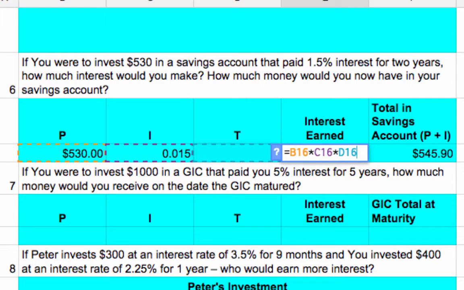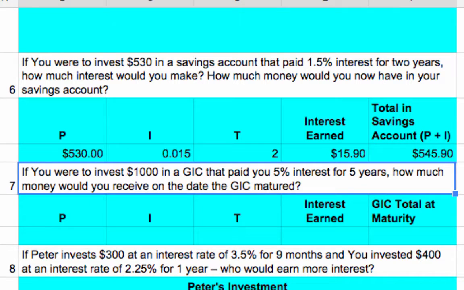So basically, and I'm going to show you this again, I'm going to delete this and show you how I did it. I went equals, and I clicked on that cell, times, I put in the asterisk, that cell, the asterisk again, and that cell, and then enter, and that gives you the $15.90. So that's how much interest you would make.